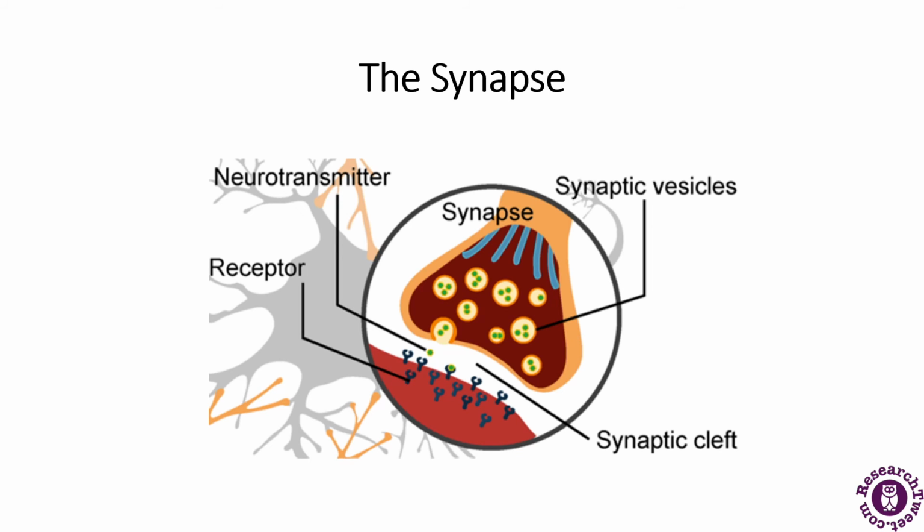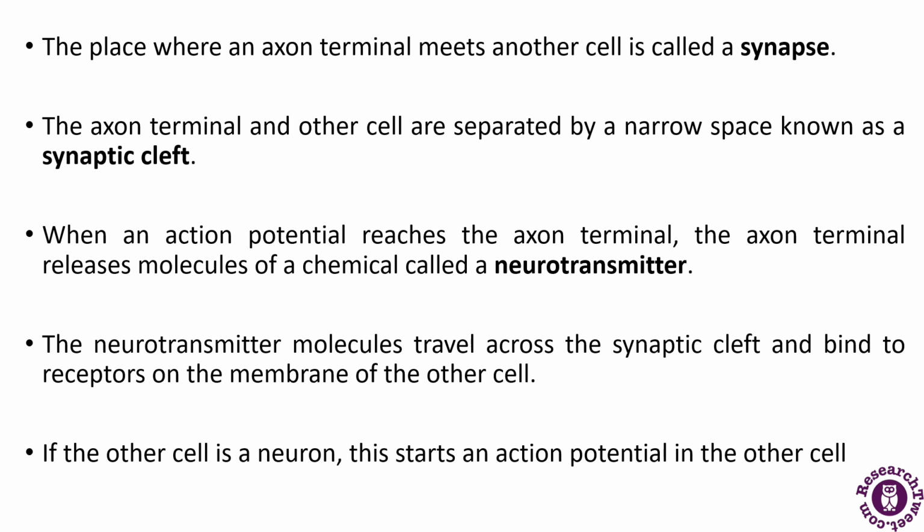The next is about the synapse. Here is a diagrammatic representation showing the synapse, and the different parts of the synapse are labeled here. The synapse also helps in the transmission of the nerve impulse. The place where an axon terminal meets another cell is known as the synapse. Each of the terms depicted in the diagram is explained in one-liners here.